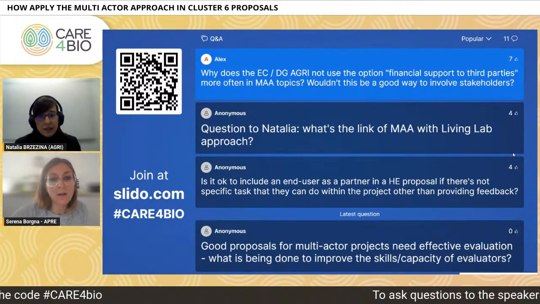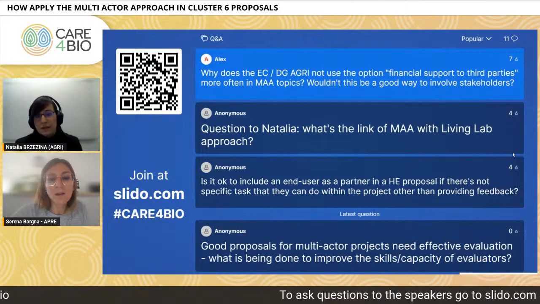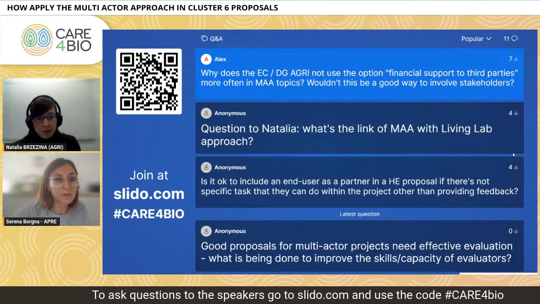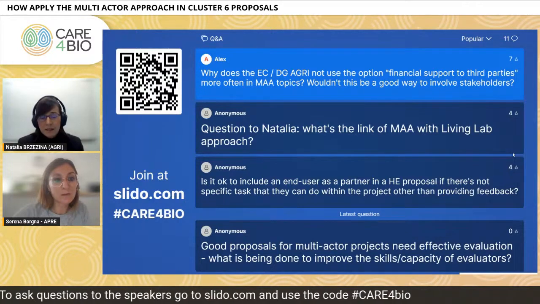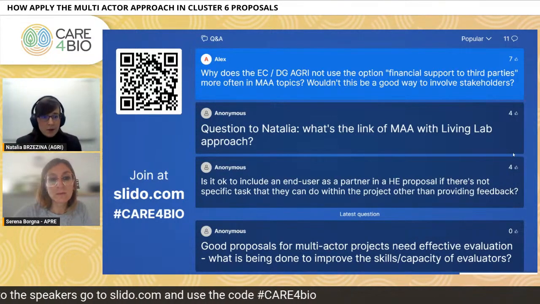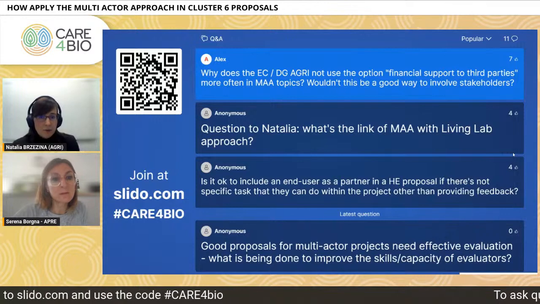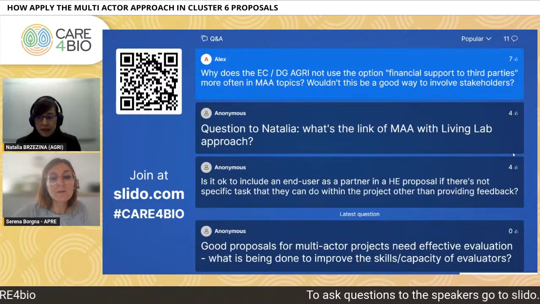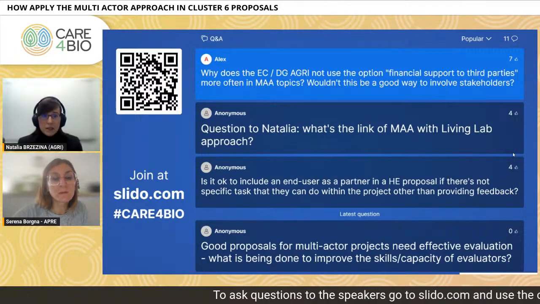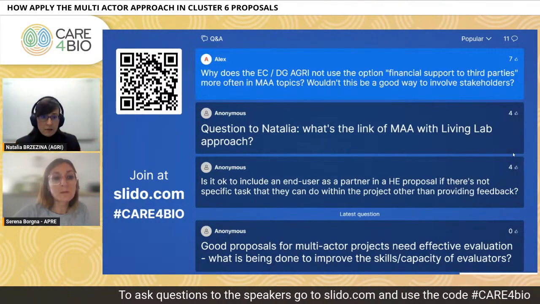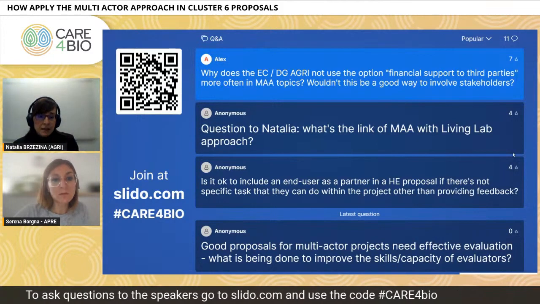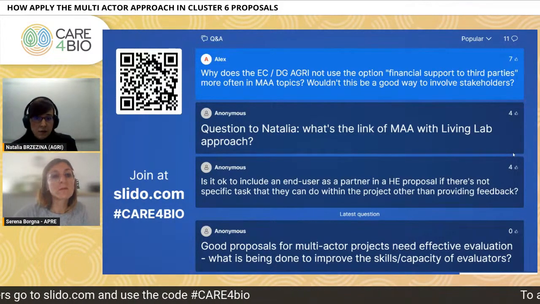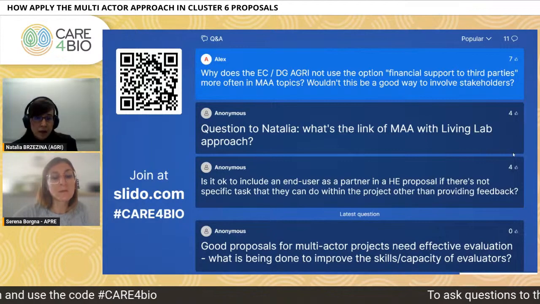And only then, once the project is selected and implemented on the ground, you can use the financial support to third parties by developing calls, for example, involving the third parties along the project. But what is important for us is that you do not do this at the end or in the middle of the project. For us, it is important to involve actors from the beginning to the end. And that's why this instrument is not very suitable for this type of topics.